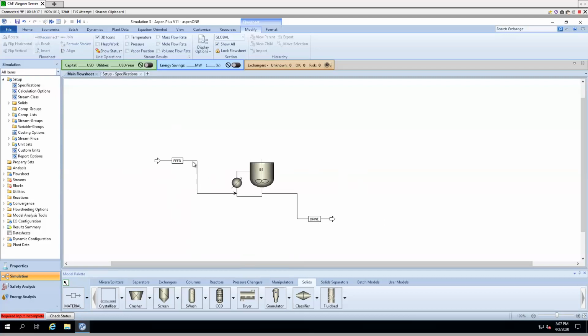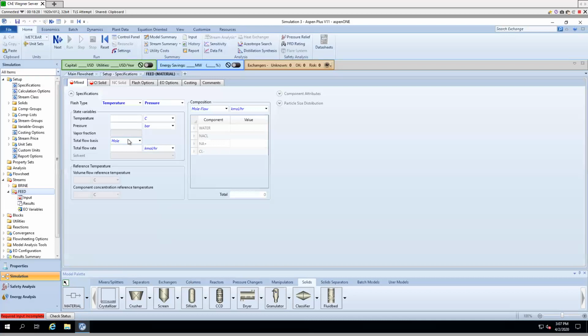First thing I want to note is we're going to go under feed. You can either right click feed and go input, or if you double click the stream, it'll automatically open the input section for that stream. So if you look here, we're under streams, feed, in the input section. Normally in a normal stream, if we didn't change that stream class at the beginning, it'll just say mixed. But we see now that we have this CI solid, this conventional inert solid. This is where we're going to handle solid materials, like the solid salt.